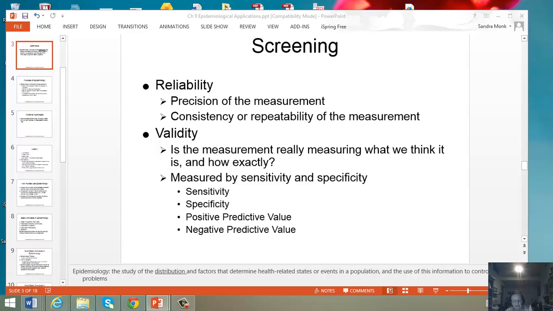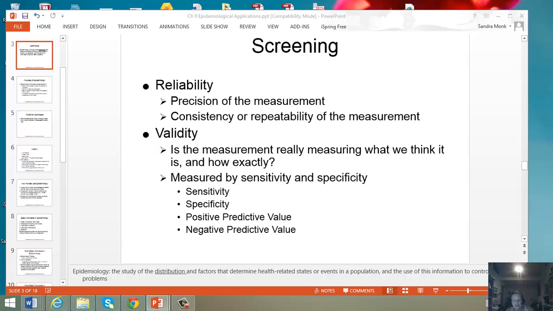And this validity is measured by sensitivity and specificity. Specificity, that's a difficult word to say. Sensitivity quantifies how accurately the test identifies those with the disease or condition or trait. These are your true positives. Your specificity indicates how accurately the test identifies those without the condition or the trait. These are your true negatives.